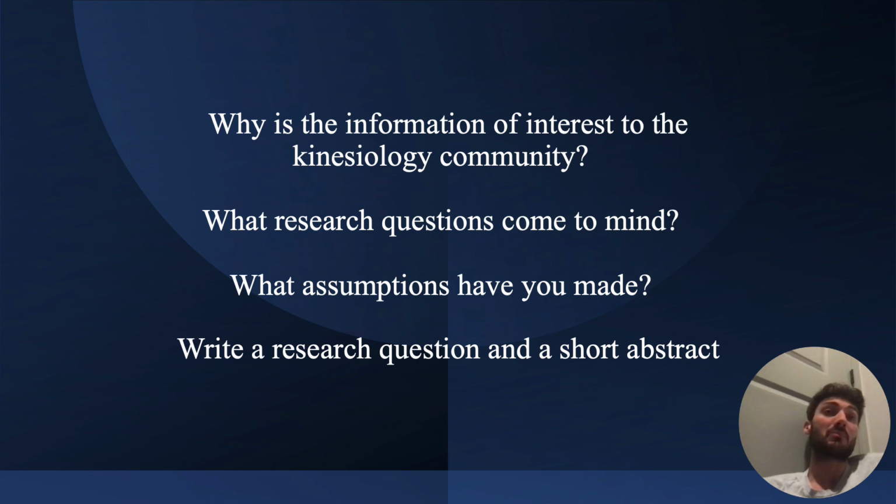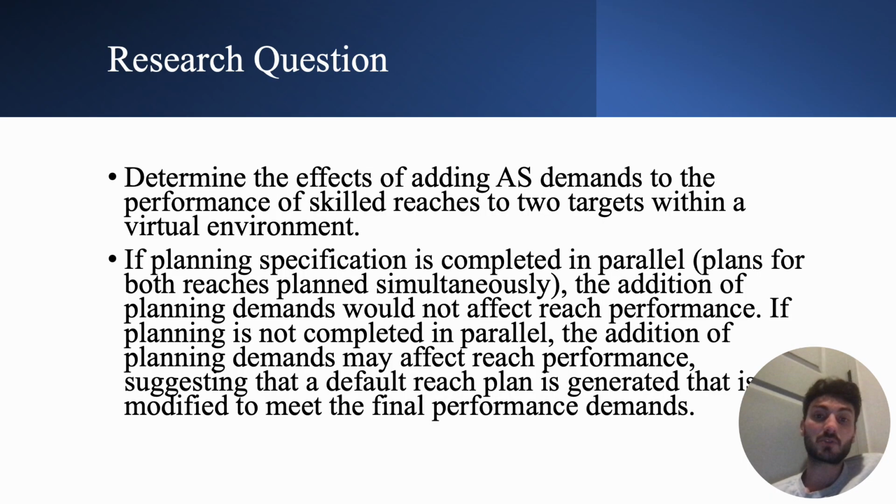action selection would add complexity and that would change the trajectories in movement and velocity in particular. And now an example research question and a short abstract that I would write. So to determine the effects of adding additional action selection choice demands to a performance of a skilled reach and grasp task to two targets within a virtual environment, that just helps when we extrapolate this to non-healthy folks, so people in the clinic, so that we can standardize the test.